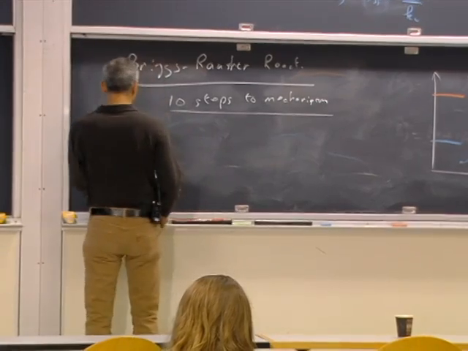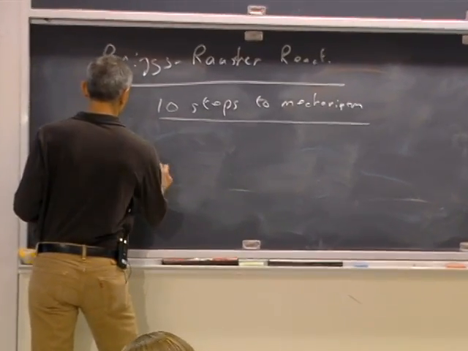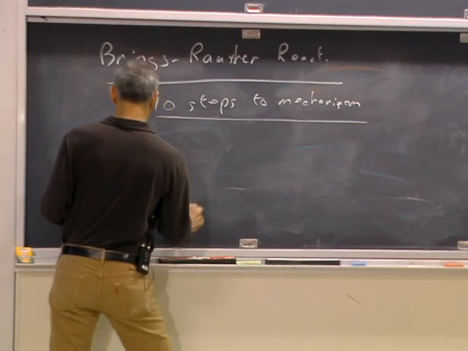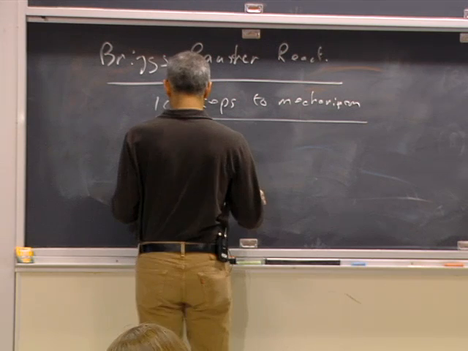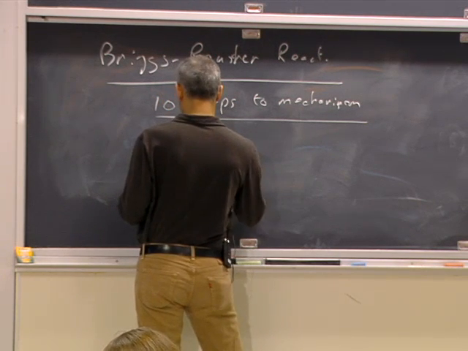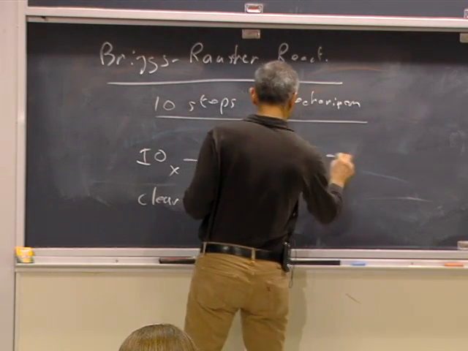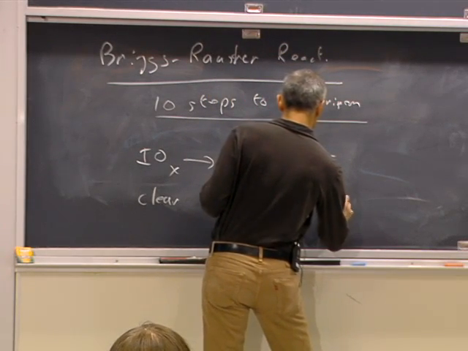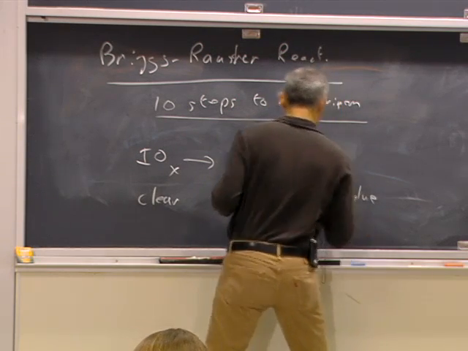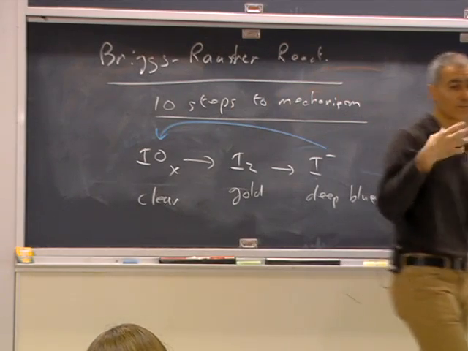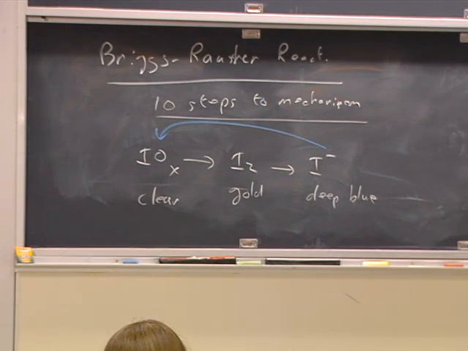And the basic reaction is you start out with an oxide of iodine, which is clear. You create I2, which is going to look gold in solution. And then it creates I minus, which is going to look deep blue. And then it'll feed back and start again. So we're going to have this cycle of products. And amongst those 10 steps, or more than 10 steps, there are a few autocatalytic steps which provide the feedback.